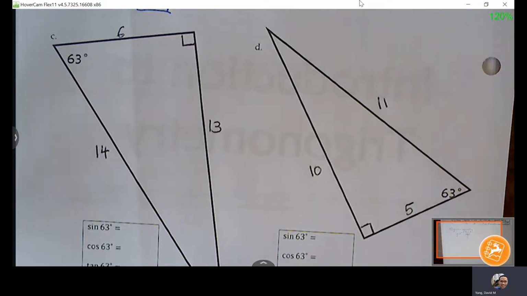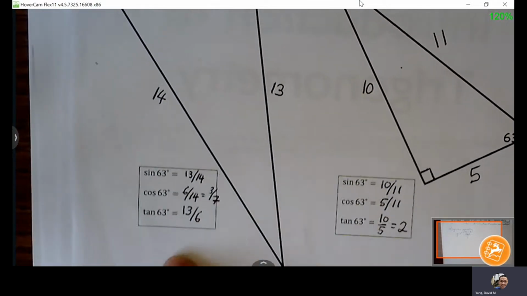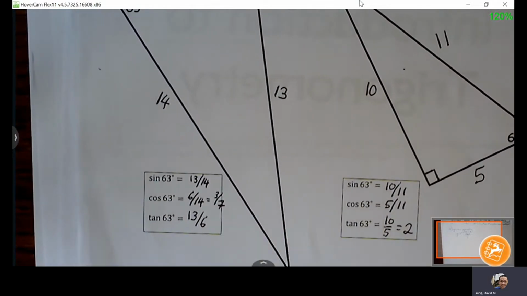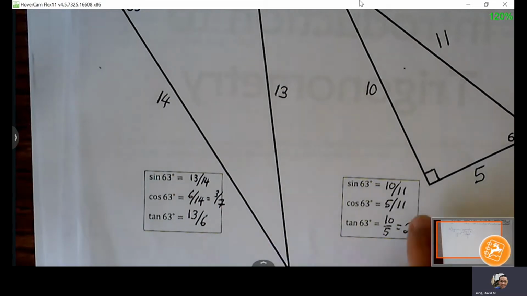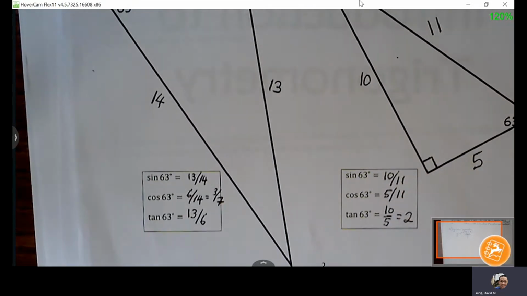Okay, let's check our answers. All right, 13/14, 6/14, which can reduce to be 3/7. So I'm going to ask that we do that as well, that later on, if we get our fractional ratio, let's see if we can reduce as well. Right, feel free to use your calculator for now for that. 13/6 for tangent. And then over here for part D, 10/11, 5/11, and 10/5, which is equal to 2.